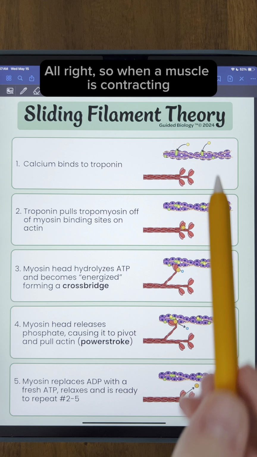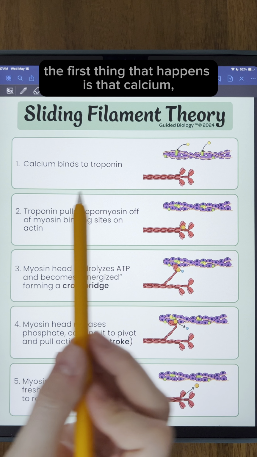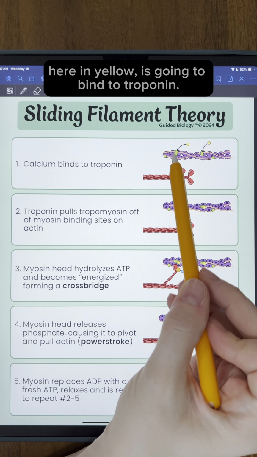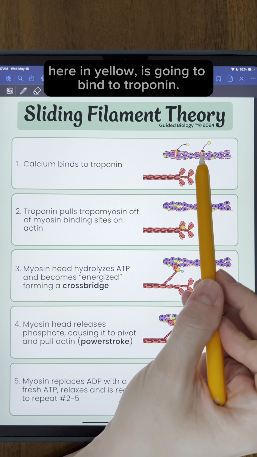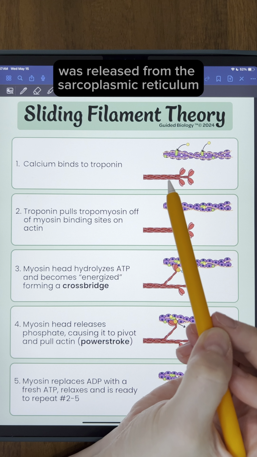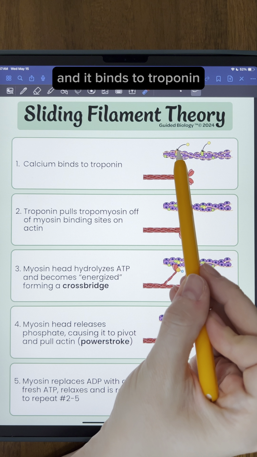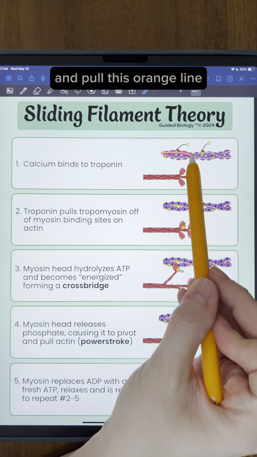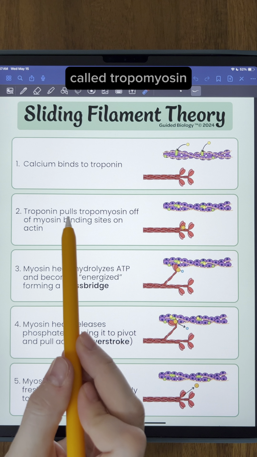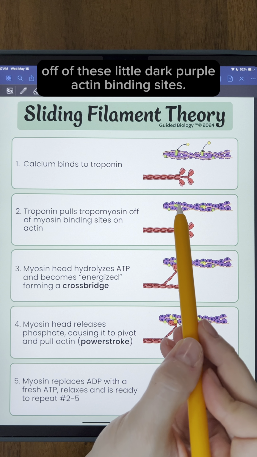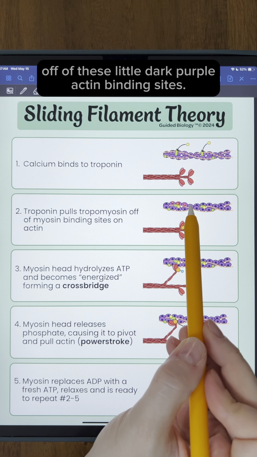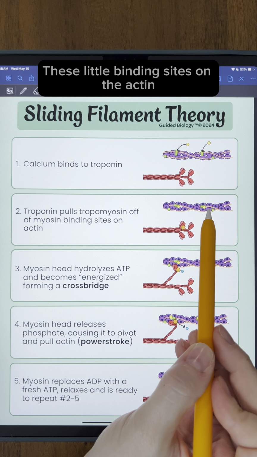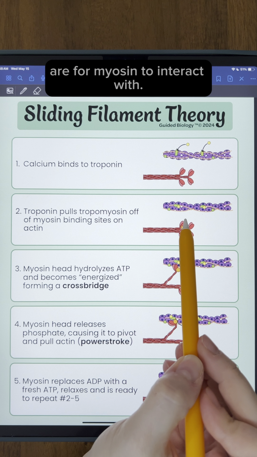All right, so when a muscle is contracting, the first thing that happens is that calcium, here in yellow, is going to bind to troponin, right? That calcium was released from the sarcoplasmic reticulum, and it binds to troponin, causing it to change its shape and pull this orange line, called tropomyosin, off of these little dark purple actin binding sites. So these little binding sites on the actin are for myosin to interact with.